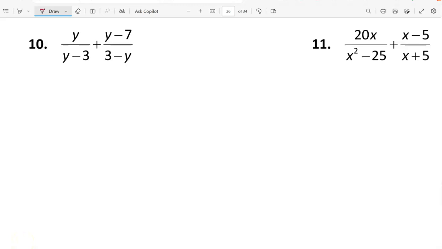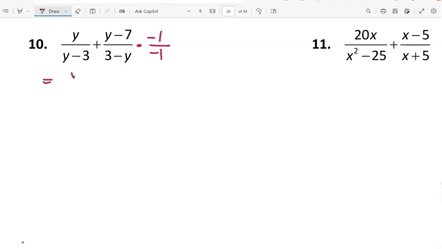In number 10, we're asked to add these two fractions together, and what you'll notice about their denominators, y minus 3 and 3 minus y, is that they're opposites. That makes it fairly easy to find a common denominator. Let's just multiply the second fraction by -1 over -1.